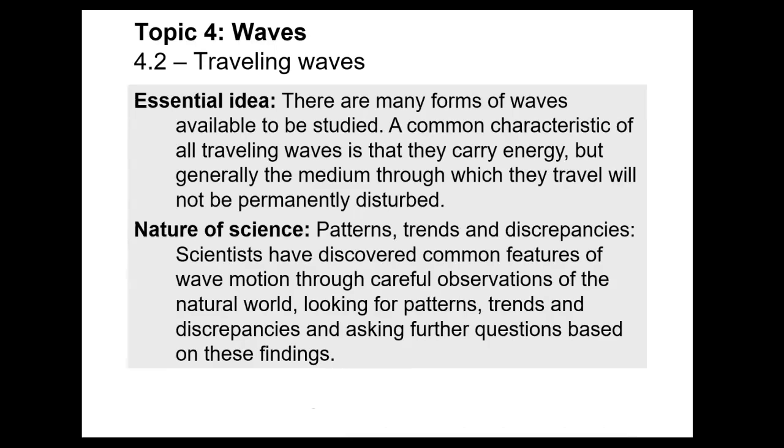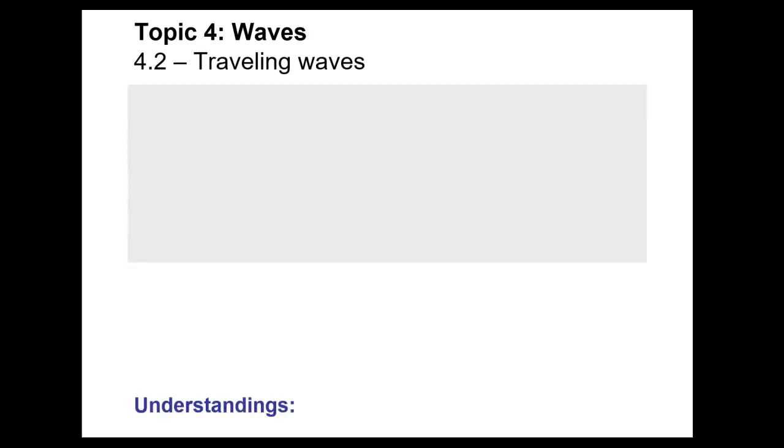This is just some of the basic preliminary information about traveling waves, that you can read through yourself. Notice it says a common characteristic of all traveling waves is that they carry energy, but generally the medium through which they travel will not be permanently disturbed. The medium is basically the substance through which a wave travels. We'll talk more about that later. But usually when we talk about a wave moving, it's energy that is moving, not necessarily matter. We'll talk about that later in this video.